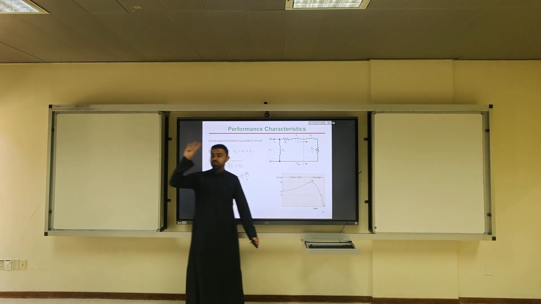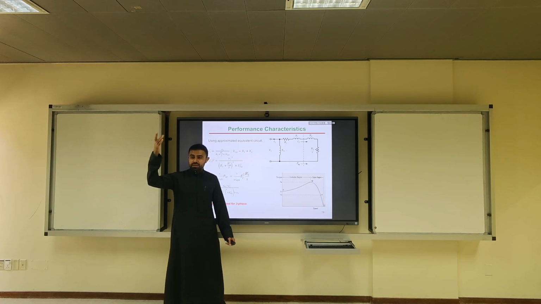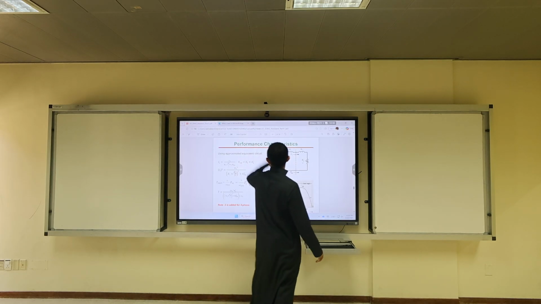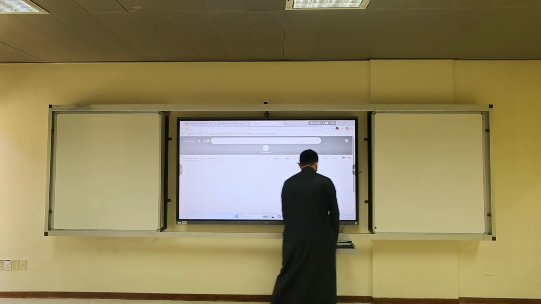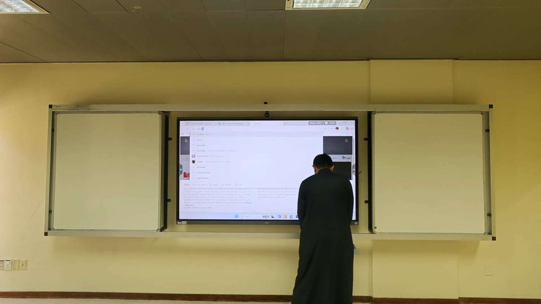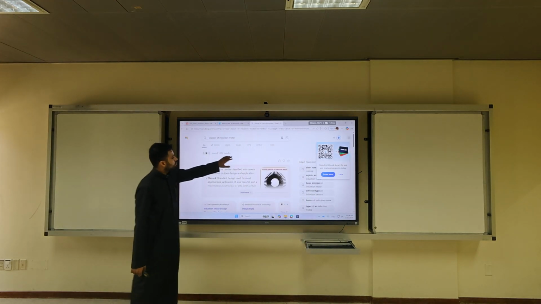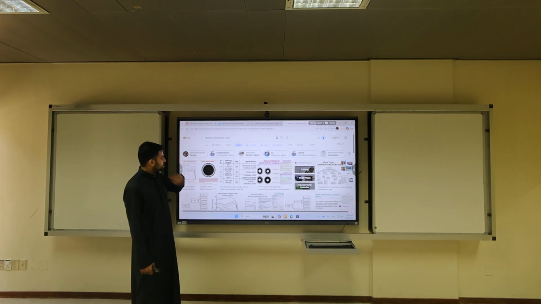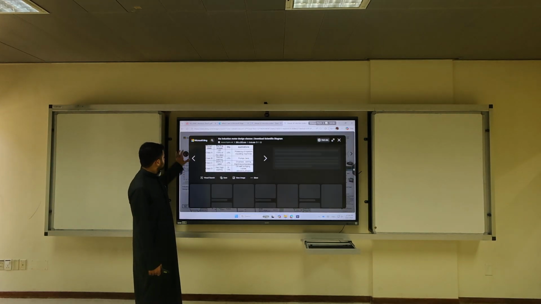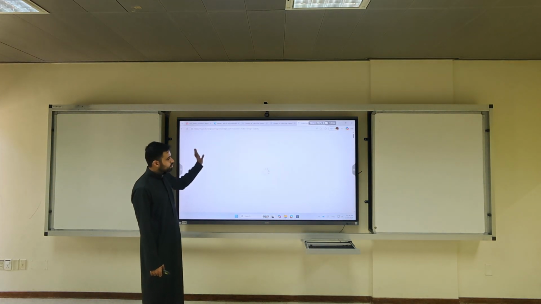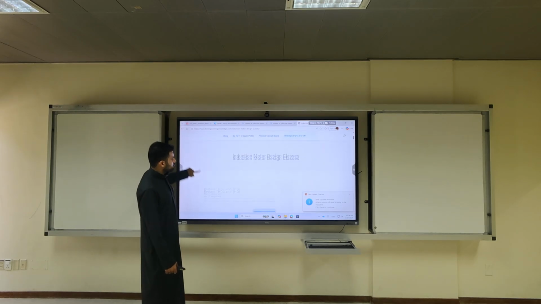There are 4 classes of machines: Class A, B, C, and D. This is additional information. In industry, when you buy any machine, you have to check the classes for induction machines. If you look, for example, at classes of induction motors, this is a very interesting curve. This is not required, it's for your own knowledge, but I think it's very useful.